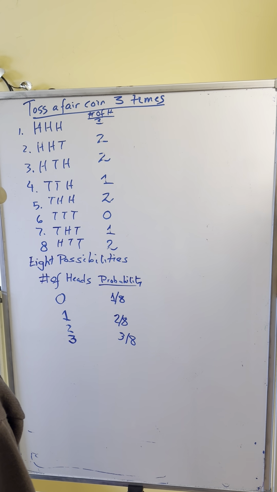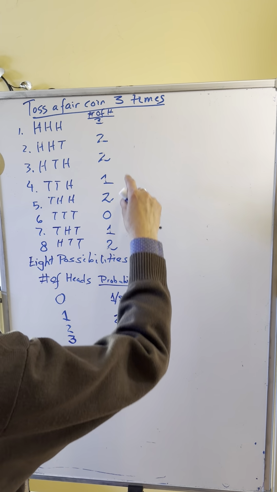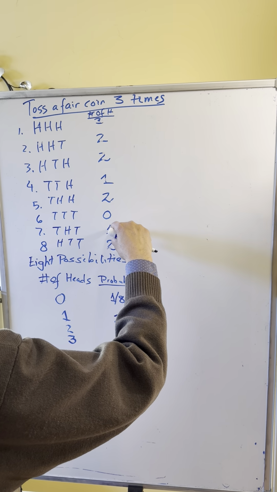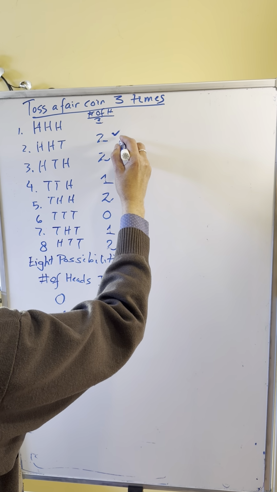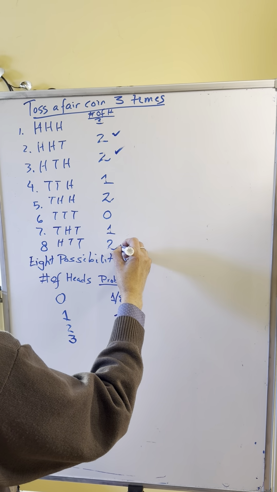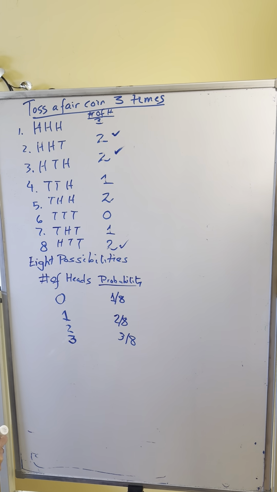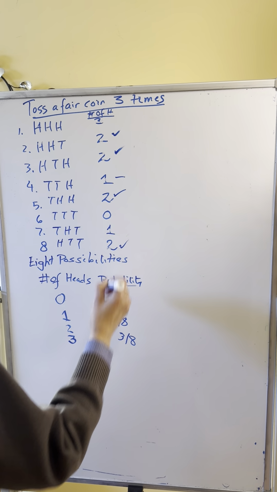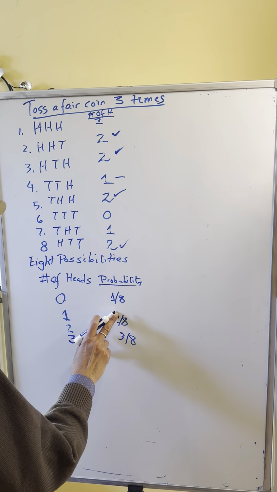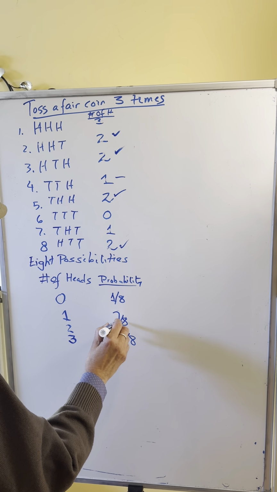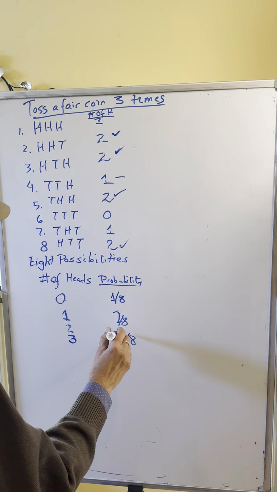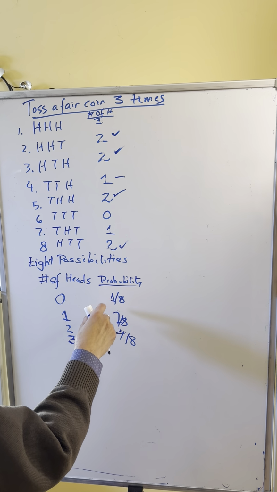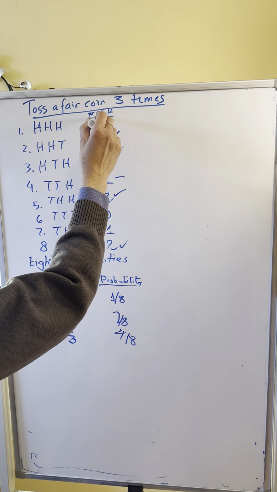Let me see if I have done it correctly. Yeah, 2 appears 1 time, 2 times, 3 times. Okay, and 1 appears, actually 2 appears 4 times, so it is 4 out of 8. And how many times does 3 appear? Only once, this one.